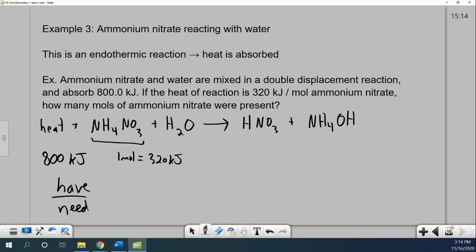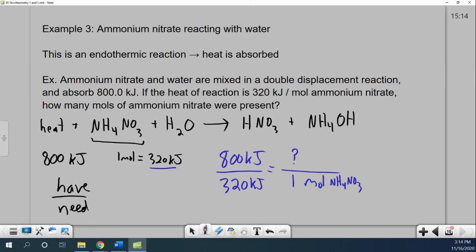I'm going to do it in blue so it stands out a little because I'm starting to run out of room. So what do I have? I have 800 kilojoules of energy. And I know that my reaction should create 320 kilojoules for every 1 mole of ammonium nitrate. And I want to know how many moles of ammonium nitrate I have. So what I have is on the top. I know I have 800 kilojoules. I don't know how much of this I have. Versus on the bottom, what I need. And I know that this equation is 1 mole of this gives me 320 kilojoules.